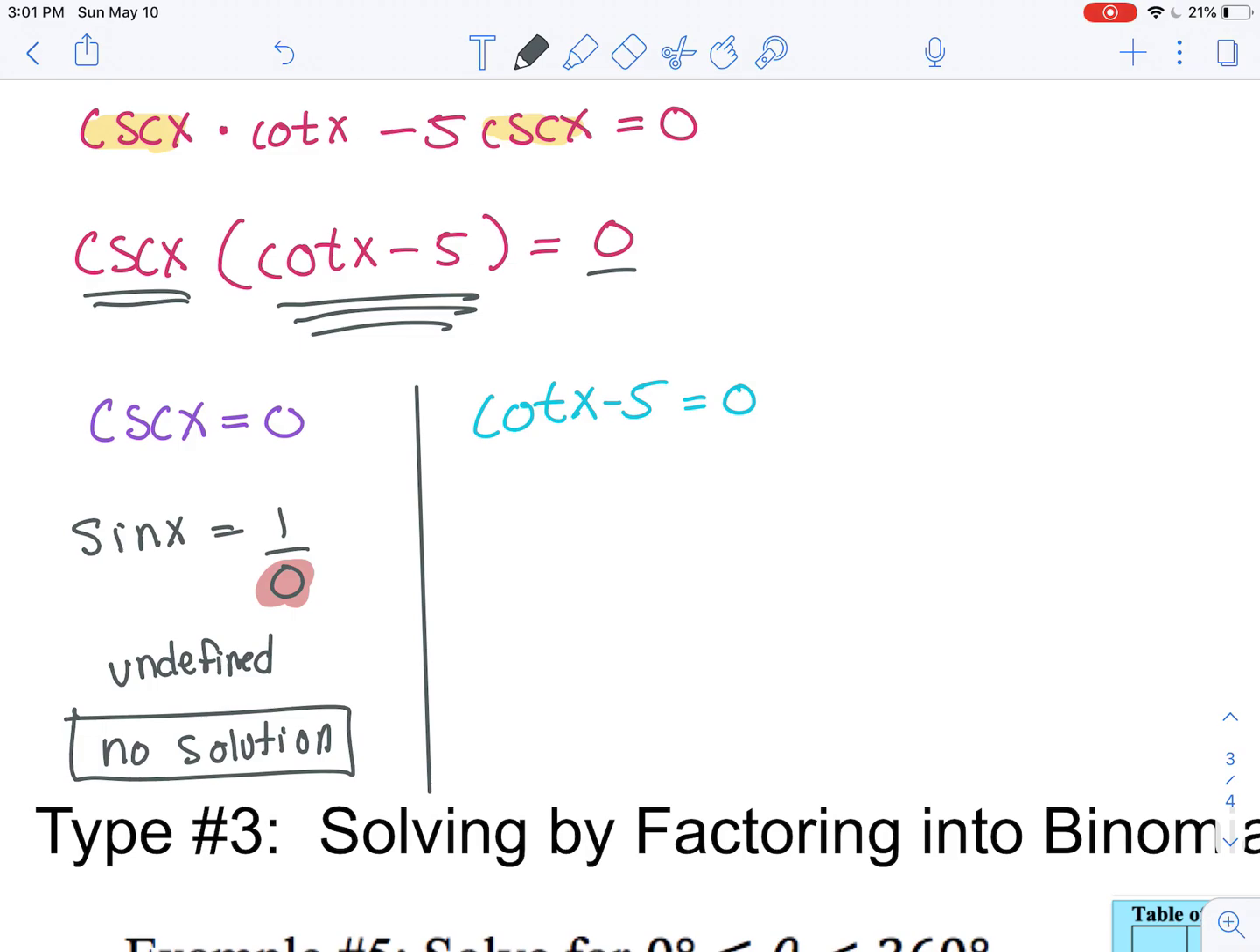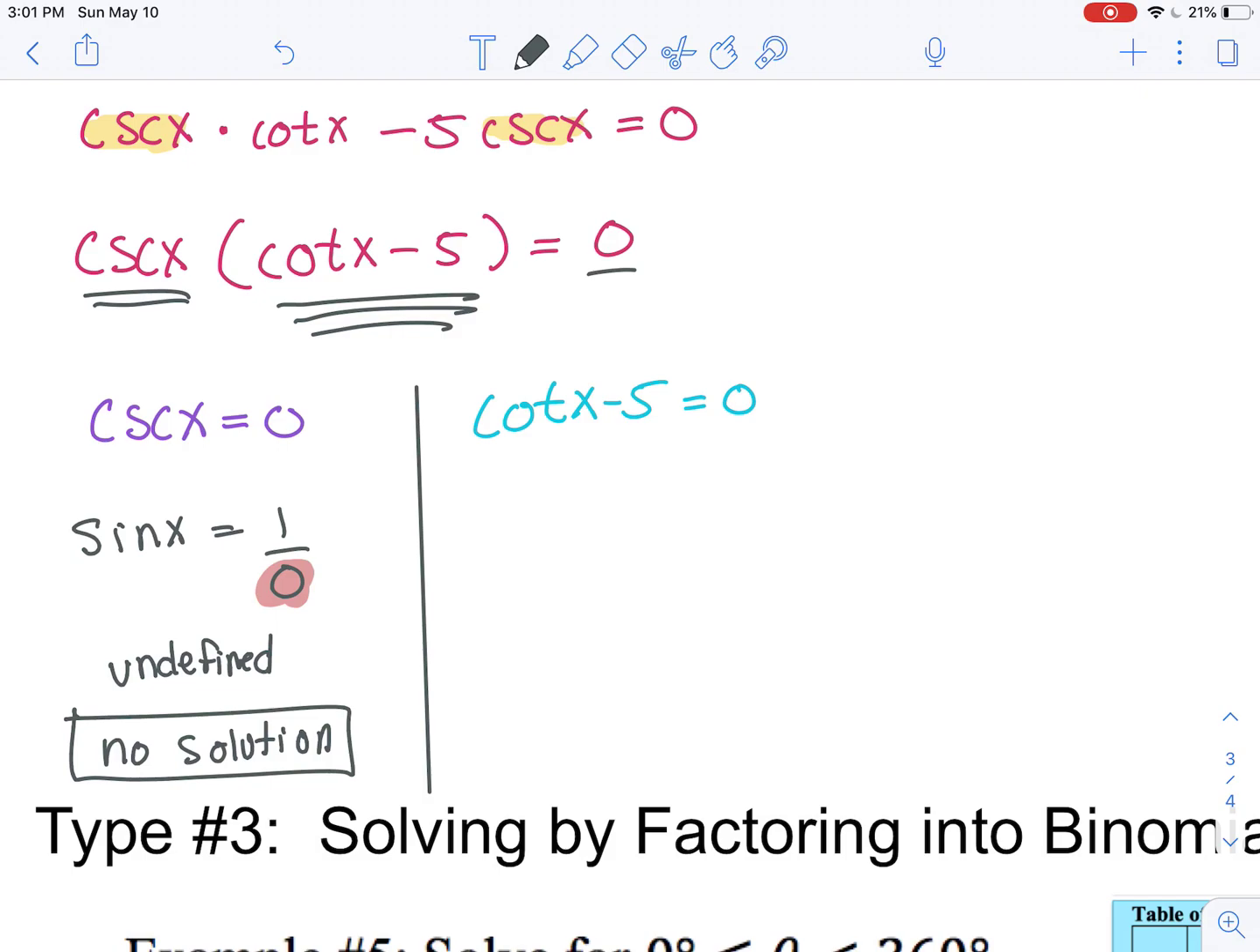And if you think about it, sine is really opposite over hypotenuse, and our hypotenuse will never be 0. If we have a right triangle, we can't have a hypotenuse of 0. Our hypotenuse is always the longest side. So therefore, this is an undefined or a no solution.